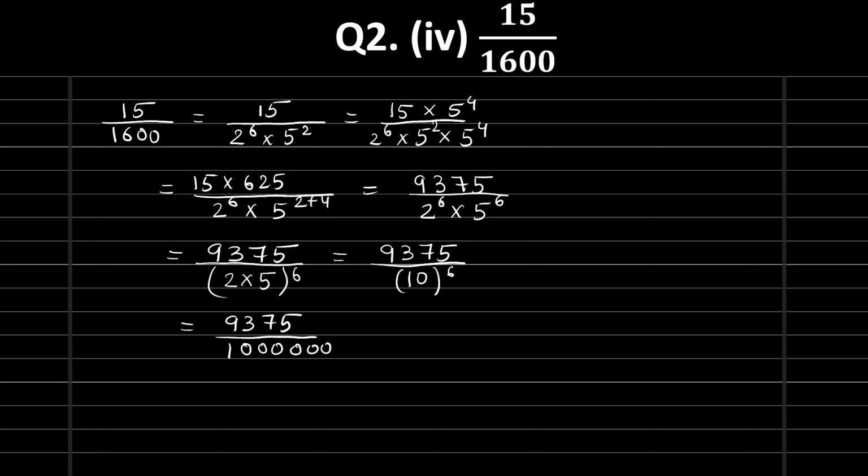Now what we need to do here, after this point we can see that there are 6 zeros in the denominator. So we will shift the decimal point, which is just after 5, towards the left 6 times. So therefore we will get 5, 7, 3, 9 and then 0, 0. We have 6 numbers right over here. After that we will put a decimal point and then we will write down 0. So 0.009375 will be the decimal expansion of 15 upon 1600.